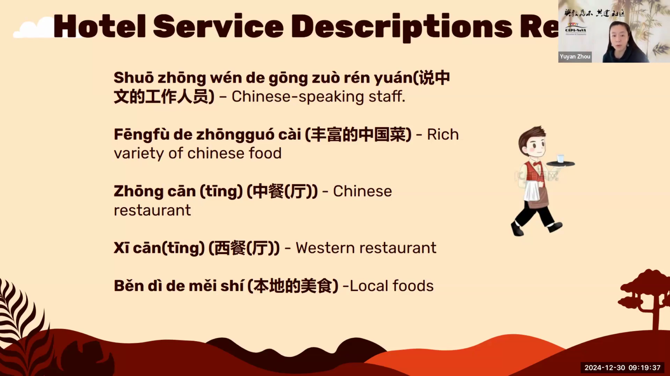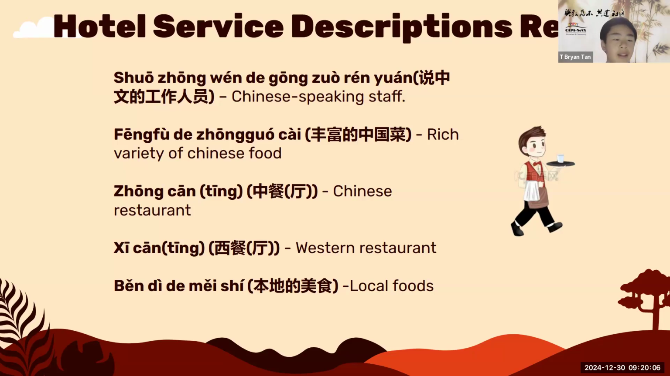So why don't we go over this one more time? 中餐厅. 中餐厅. Okay, 西餐厅. 西餐厅. Very nice. Again, 中餐 means Chinese food, and 西餐 means Western food. You can use 西餐 to describe anything besides Chinese food. Okay, all right, keep going.